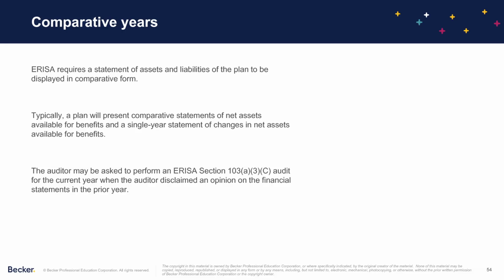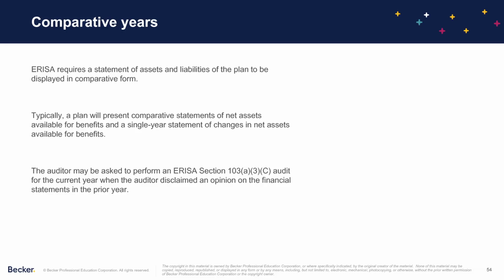So I mentioned earlier, what happens if you have comparative years? Remember last year, if you were doing a Section 103(a)(3)(C) audit, you probably disclaimed an opinion on the prior year. So what are we going to do now? Because remember, ERISA requires that the statement of assets and liabilities of the plan be displayed in a comparative format. So typically we present a comparative statement of net assets and a single-year statement of changes in net assets available for benefits. If you disclaimed an opinion last year, how is this going to work out?